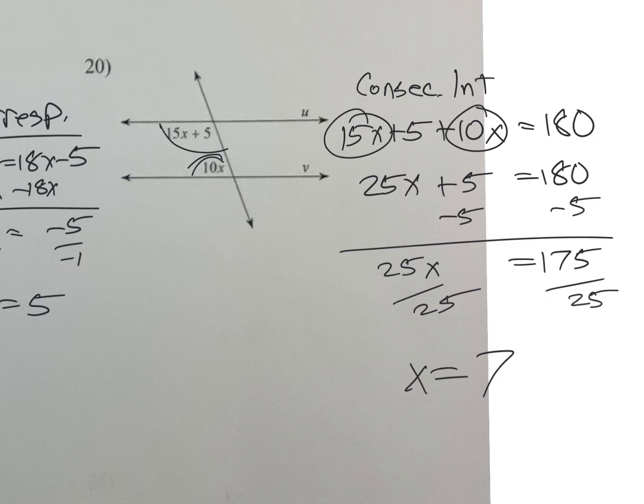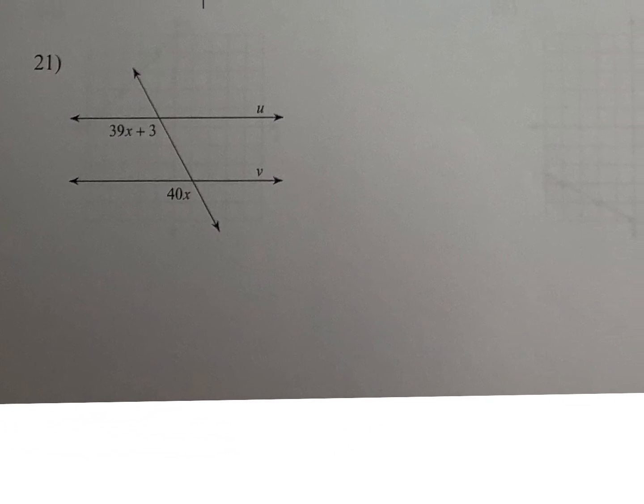All right, 21. That's obtuse and that's obtuse. They have to be equal. So these are corresponding. They're in the same position. Corresponding angles. So they're both the same angle, so they're equal.